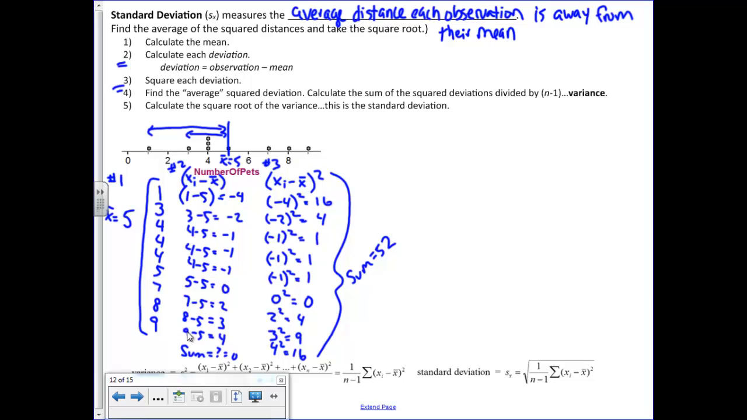So I take this. This is step 4. I take my 52. Divide by n minus 1. What does n stand for? The count, the number that you have, which is 9. 9 students minus 1. So 52 divided by 8 gives us 6.5. So this is my average squared deviation.